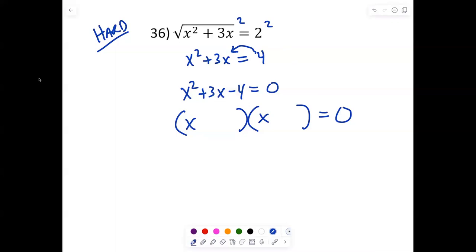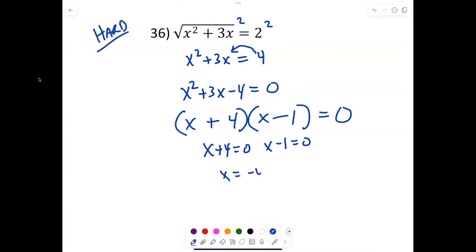Oh, 3 and 1. Wait, no, 2 and 2. 4 and 1, because 4 and 1 can make 3, right? Yeah, 2 and 2 don't make 3. So what's the 4 going to be? And the 1's going to be, and then remember you set them equal to 0. X plus 4 equals 0. X minus 1 equals 0. X equals -4. X equals 1.